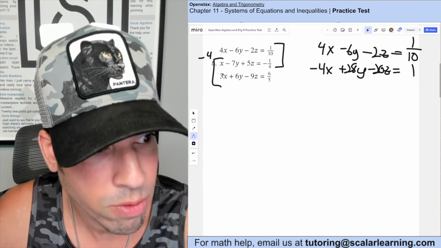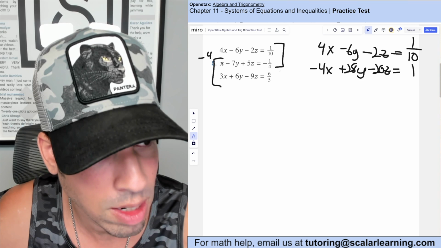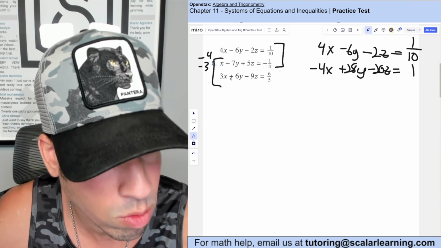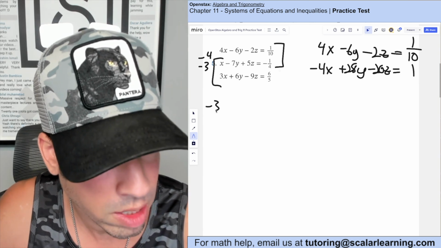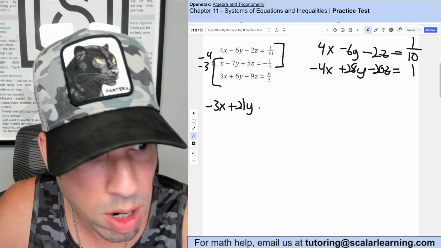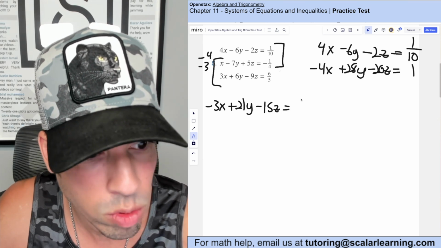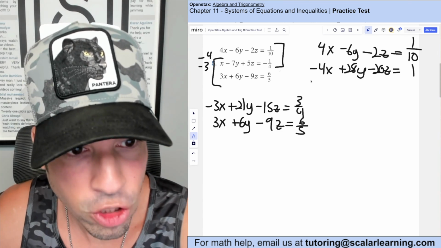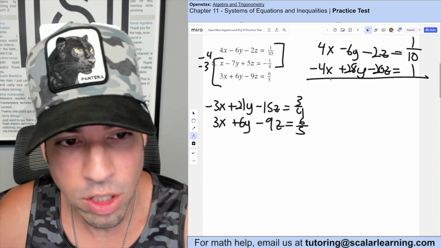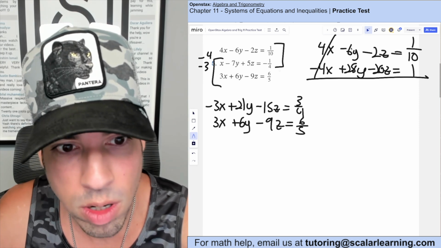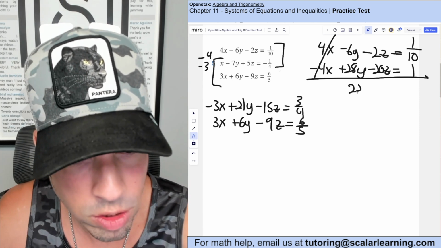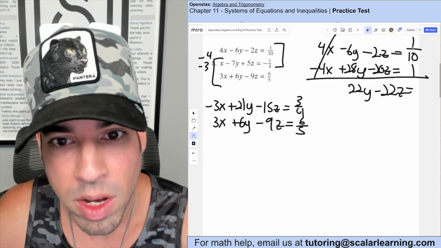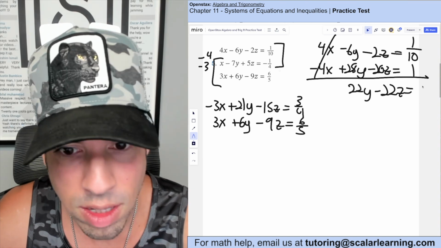And for the bottom two, as I group these together, again, I'm going to eliminate the x. So since that's positive 3x, I'm going to multiply the second one by negative 3. So that becomes negative 3x plus 21y minus 15z equals positive 3/4, and then we leave that one as is. Now using elimination, I'm just going to add these together, or it's called addition sometimes. These are going to go away. That's what we want. Negative 6 plus 28 is 22y. Negative 2 plus negative 20 is negative 22z. And then 1/10 plus 1 is 11/10.